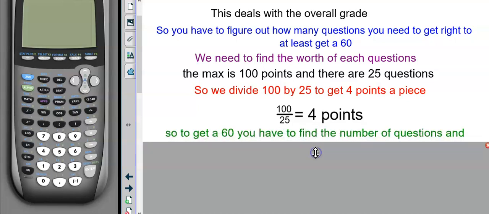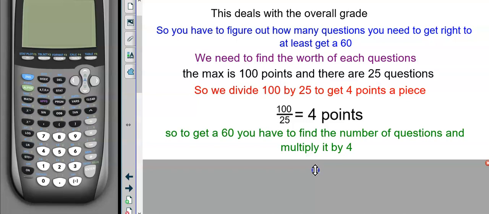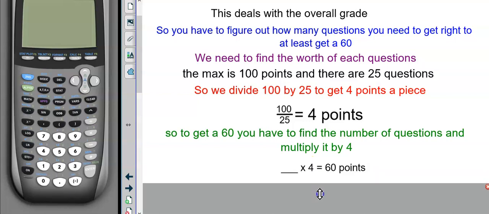Now, to get a 60, we have to find the number of questions and multiply that by 4. However many questions you're supposed to have, multiply that by 4 and it gives us a 60. So we have to figure out what that number is. We can guess a couple of times in the calculator. We know it's 4 points apiece, 100 divided by 25.